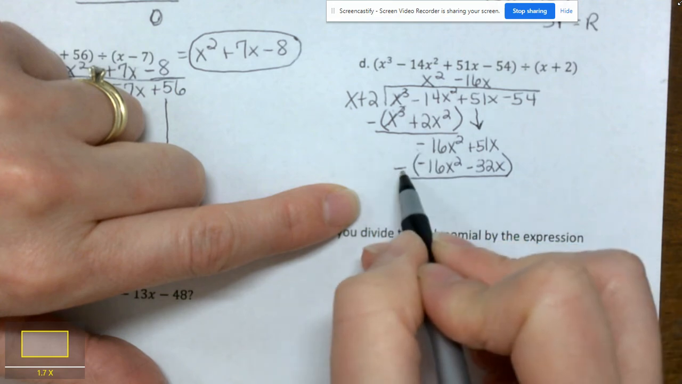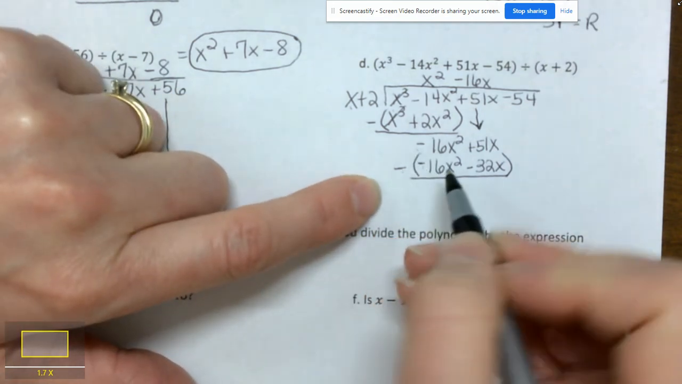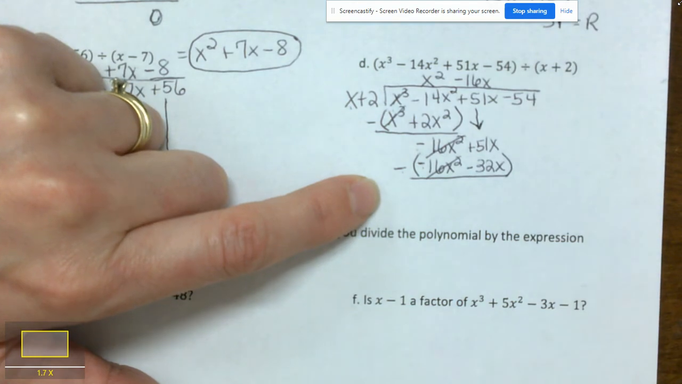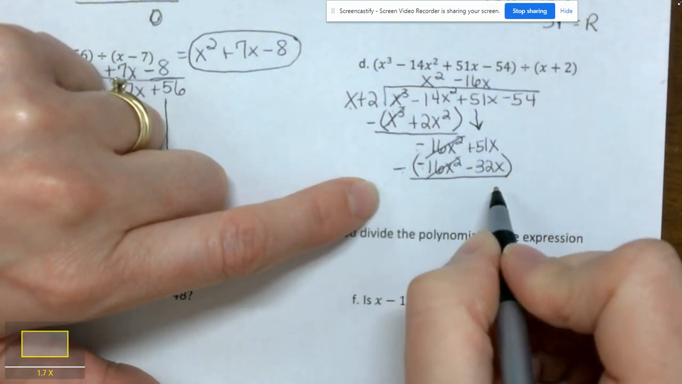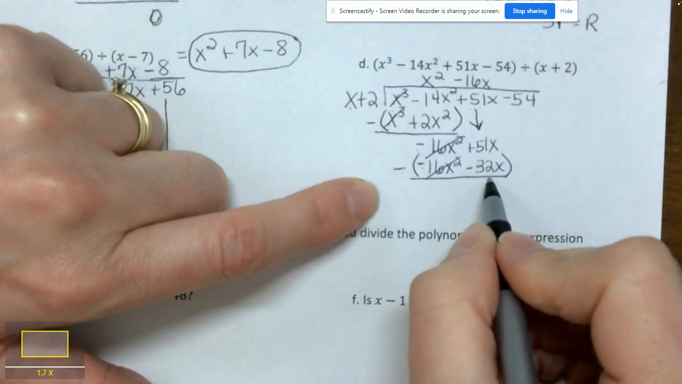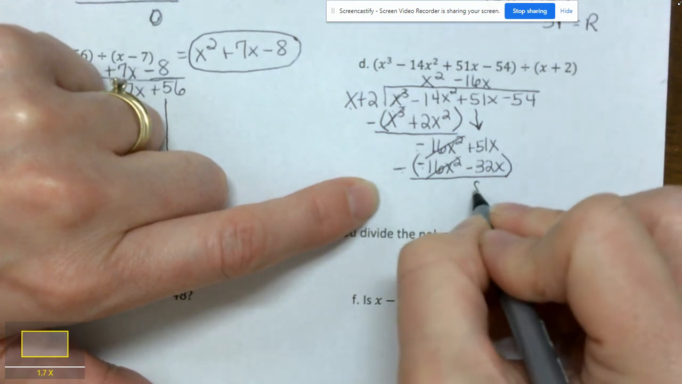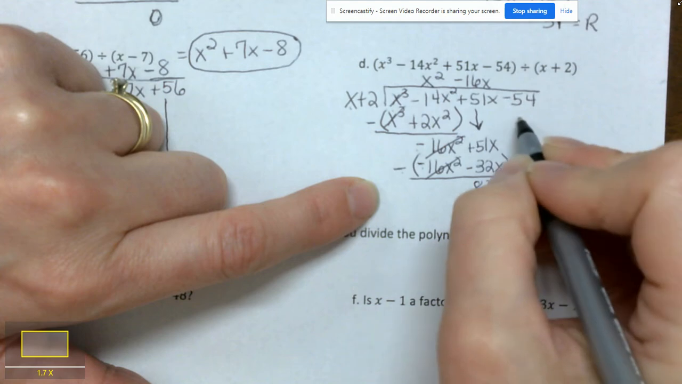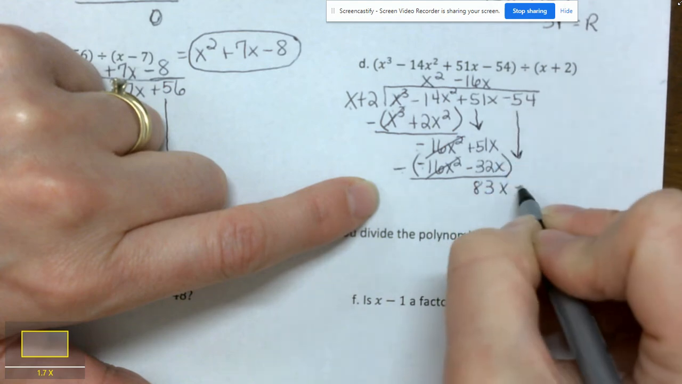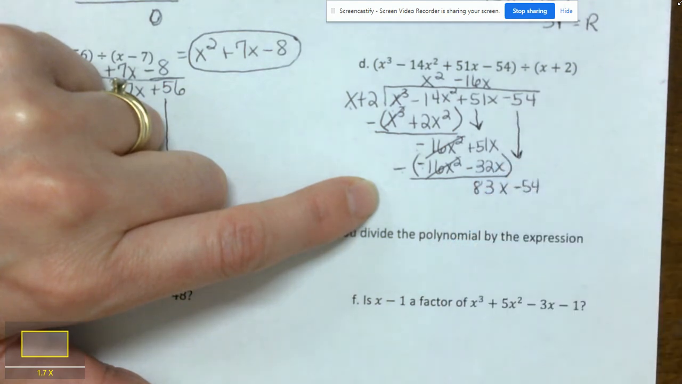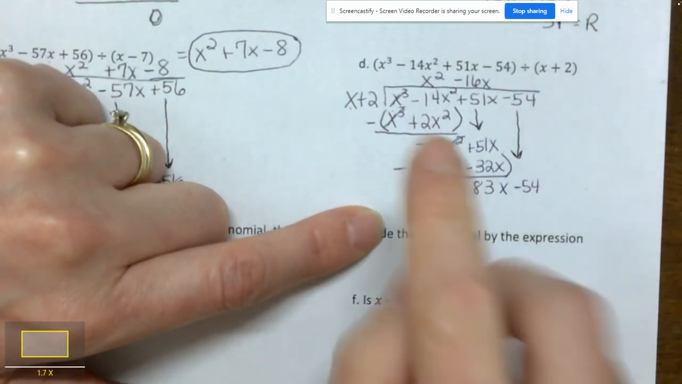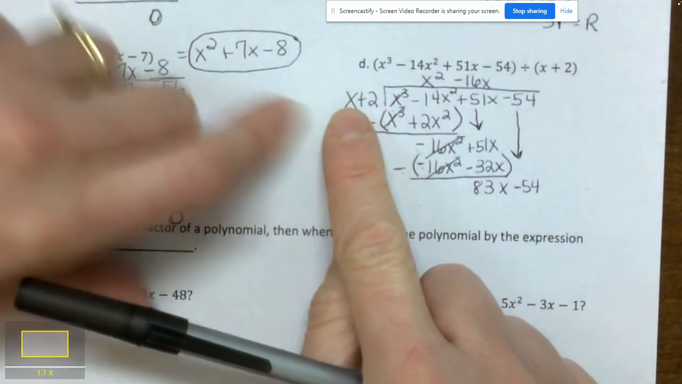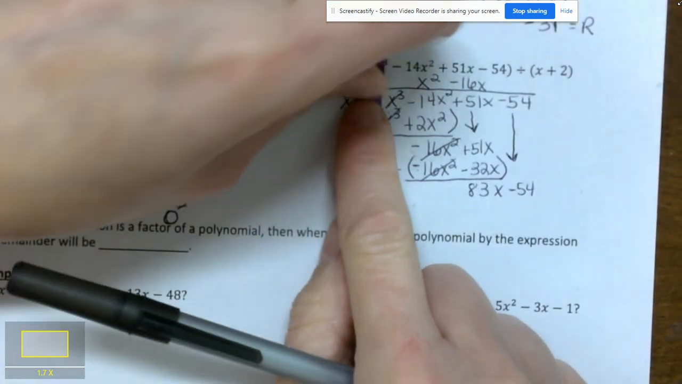Negative 16 minus a negative makes plus 16, so that's 0. That goes away. And then 51 minus a negative, that's going to be plus. So 51 plus 32 is going to be 83x. And then you're going to pull down your minus 54. Okay, after you pull that down, you've got to say, okay, what can I multiply x by? And if you need to, cover up that plus 2 again.